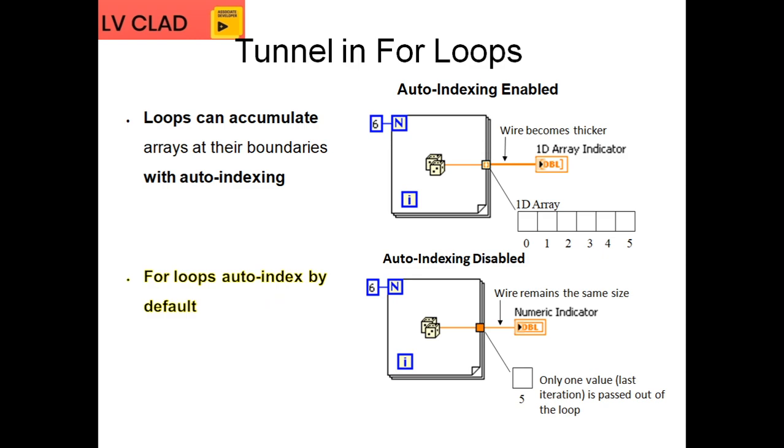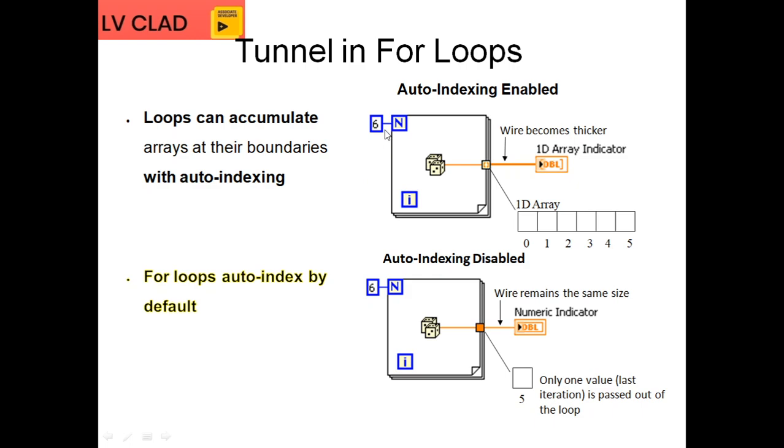Next one is similar to the while loop. We will discuss the same tunnel concept in the for loop. Here you have to consider whether auto indexing is enabled or auto indexing is disabled. That is the simple concept in the tunnel. Additionally, we have one more tunnel, the conditional terminal, that we will discuss along with the question. So you can understand something in the structure.